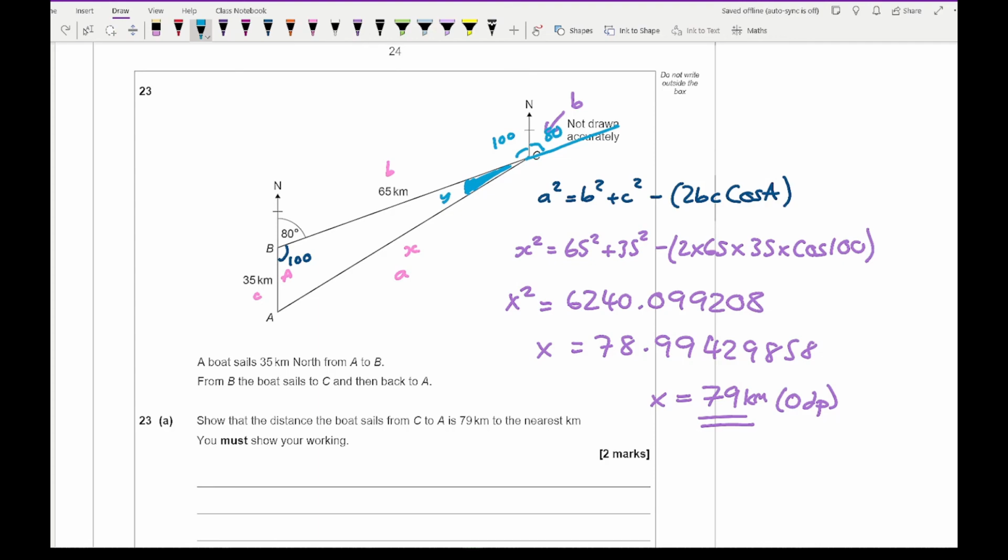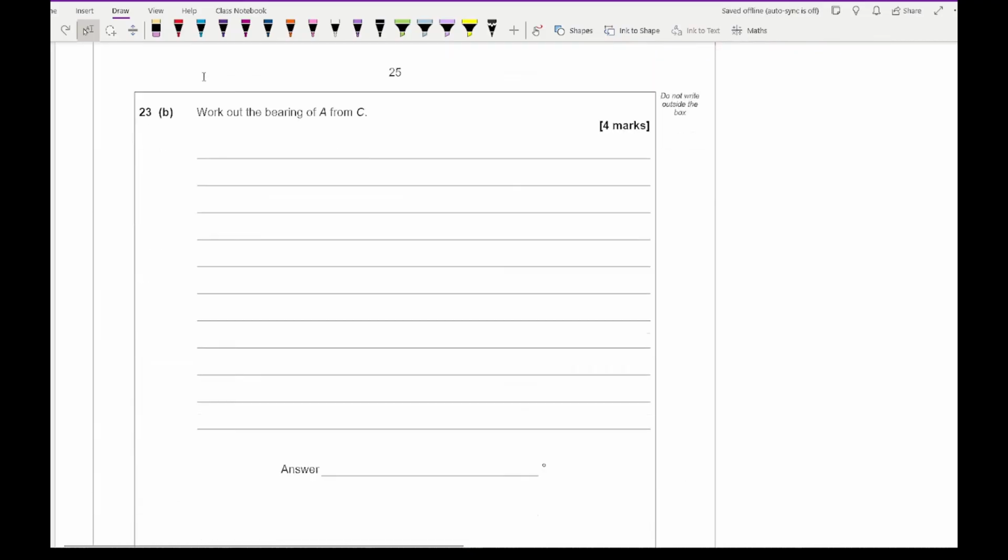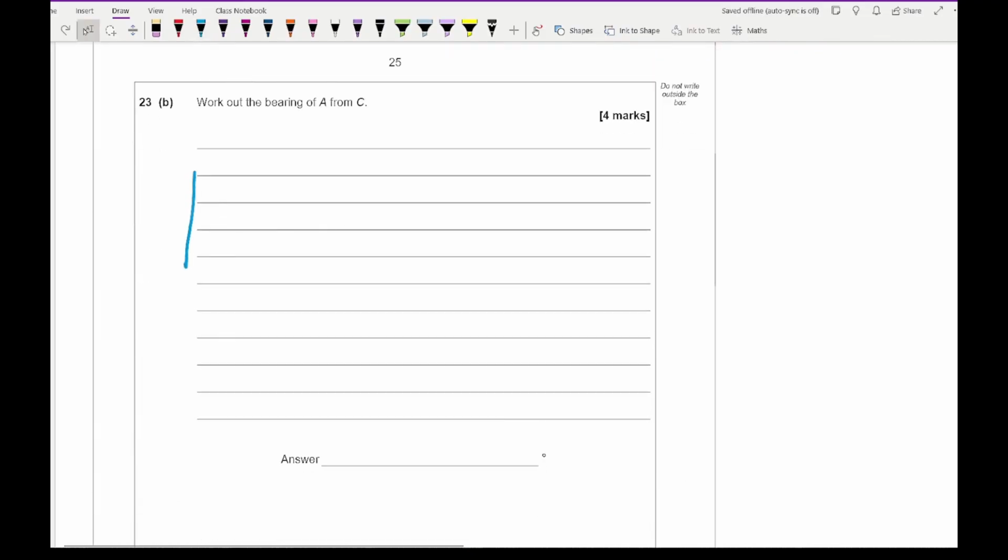So if I take that triangle, let's just draw that triangle out again. We worked out this angle. That's 100. This was 65. That was 35. And we worked out that this was 79. And it's this angle here that I'm wanting to find. Now to work out that, I need to use the sine rule. So I label this as angle A, this is going to be little a, this is going to be my angle B, and this is going to be my little b.